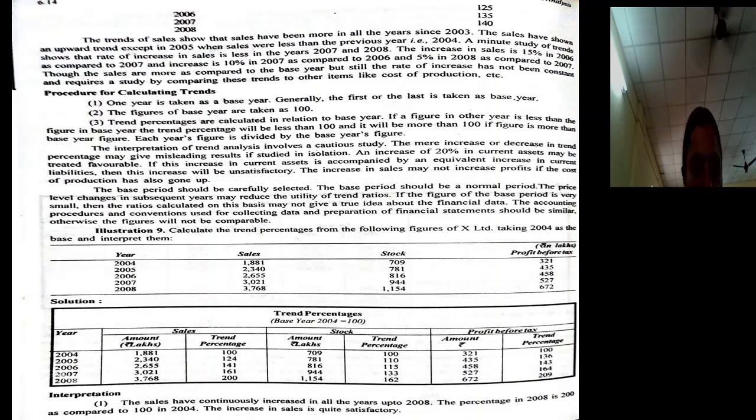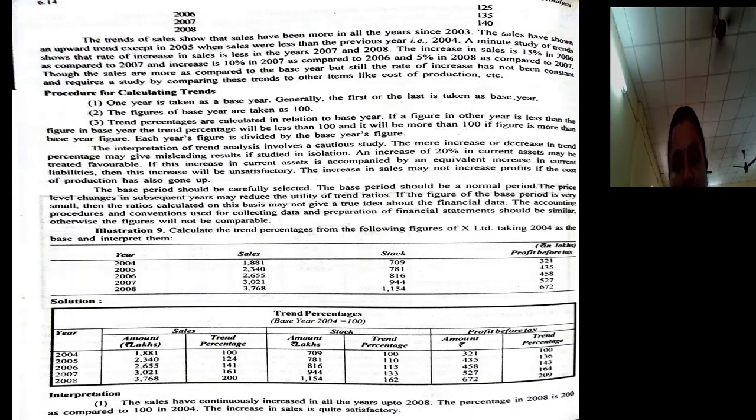Listen carefully. Then what is 2.655? You will arrive at 141. What is 3.021? If 1.881 represents 100, then 3.021 means 161. If 1.881 is 100, then 3.768 is 200. This is how to calculate trend percentage.